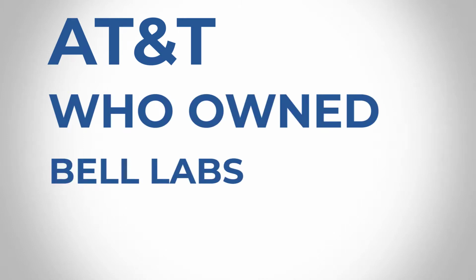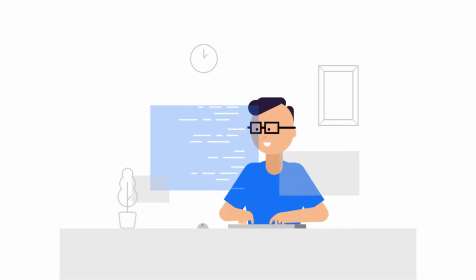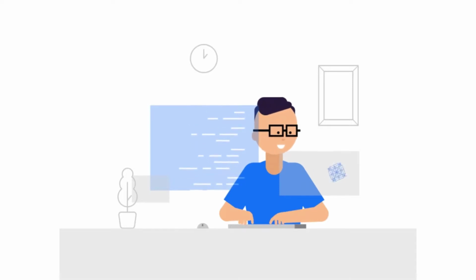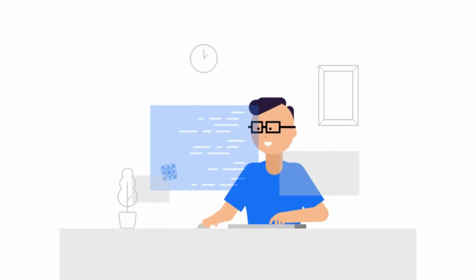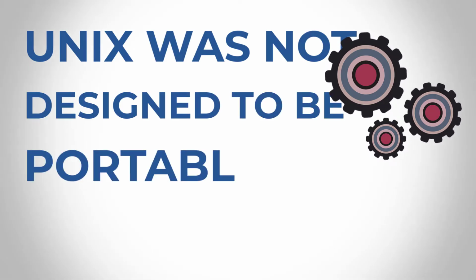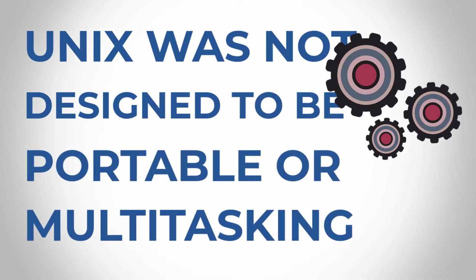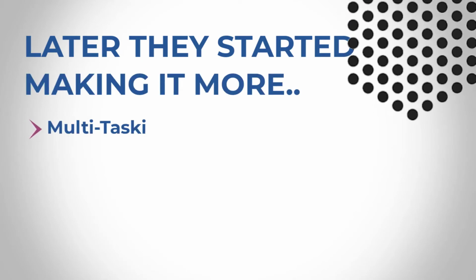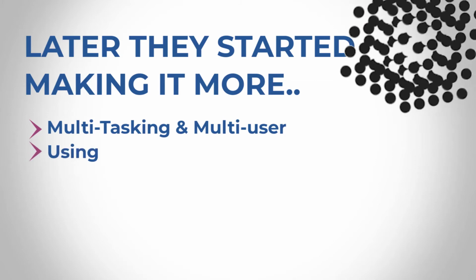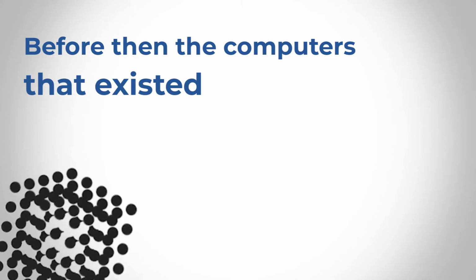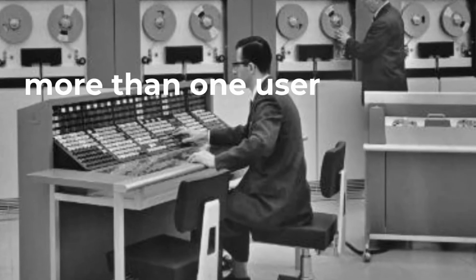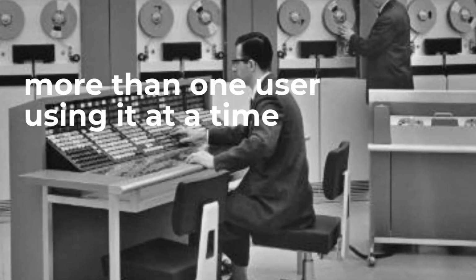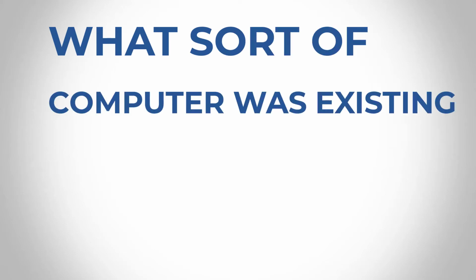Well, the guys at AT&T, who owned Bell Labs, decided to create UNIX, which was originally intended to be a convenient platform for programmers to develop software. At first, UNIX was not designed to be portable or for multitasking. It was at a later time that they started making it multitasking, multi-user, using a time sharing configuration, because before then the computers that existed could not be used by more than one user at a time. So let's think about it. What sort of computer existed before UNIX?